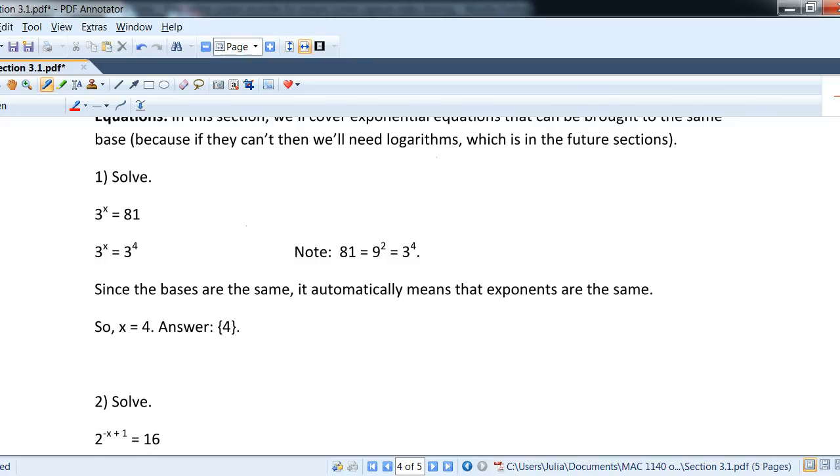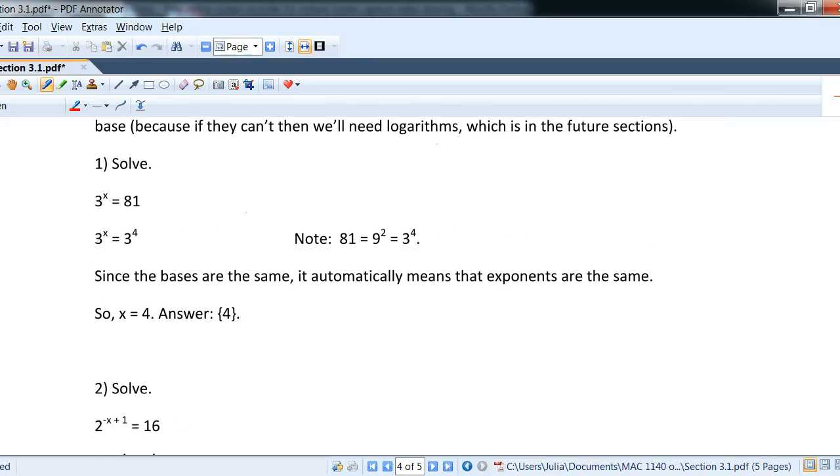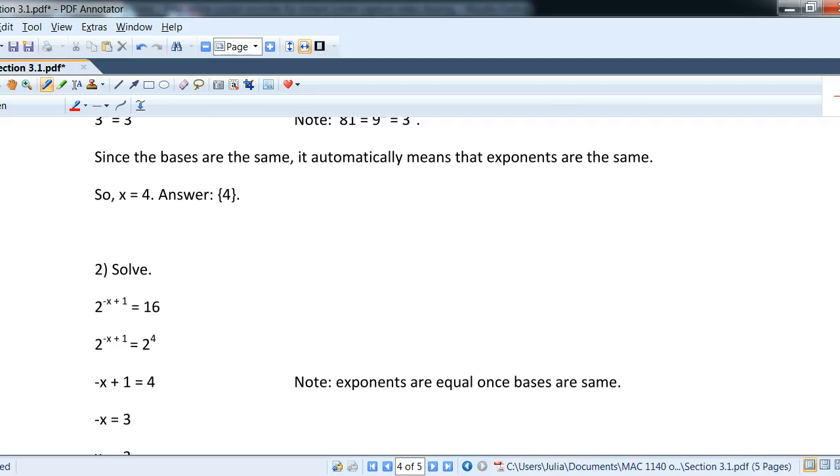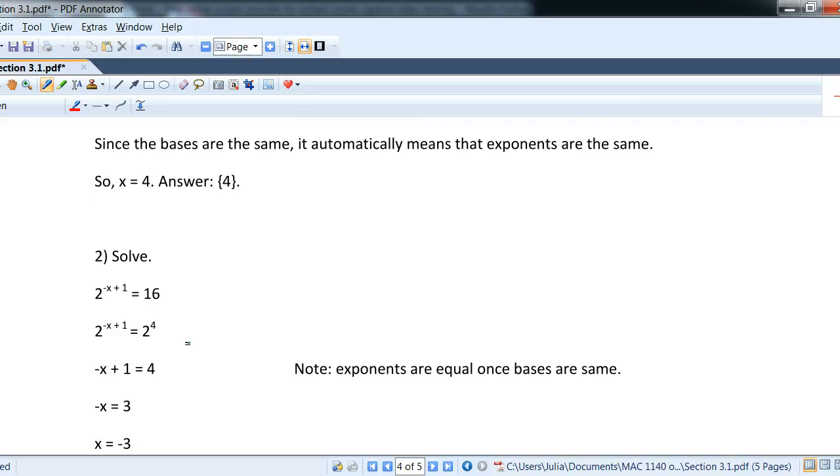So if we set them equal to each other, then we can proceed in the same manner. We can set the two exponents equal to each other, and we can solve for x very much the same way. So let's take a look. And we get x equals negative 3 as the answer.